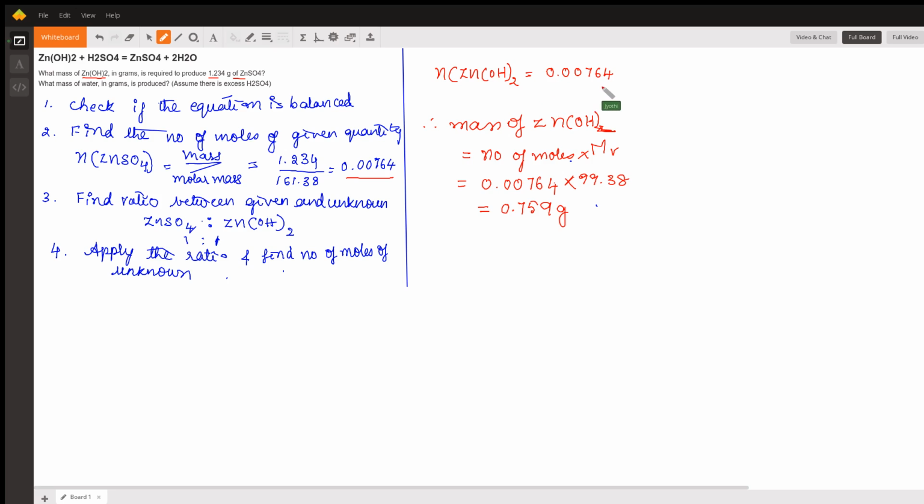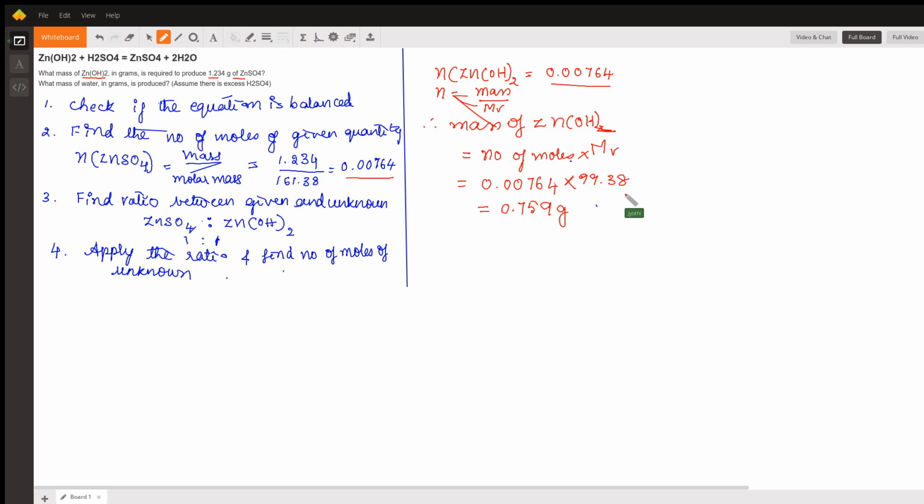Now that we know the number of moles of zinc hydroxide, all we need to find is the mass. We rearrange the formula where number of moles is equal to mass by molar mass. So we know the number of moles, and we want to find the mass. The molar mass multiplied by the number of moles will give you the mass.